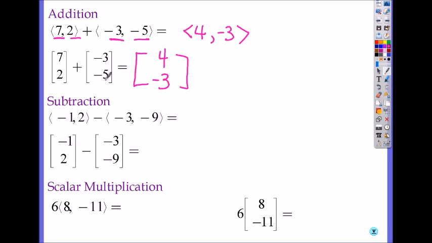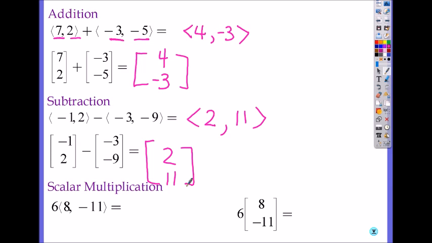So subtraction works the same way. Remember vectors, you subtract the x's together. Negative 1 minus negative 3 is plus 3. So it's negative 1 plus 3, 2, comma, 2 minus negative 9 is plus 9. So you get 11. On the matrix, negative 1 minus negative 3, which is 2. But now it's the column matrix. So it's 2 minus negative 9, which is 11. You put it on the second row.